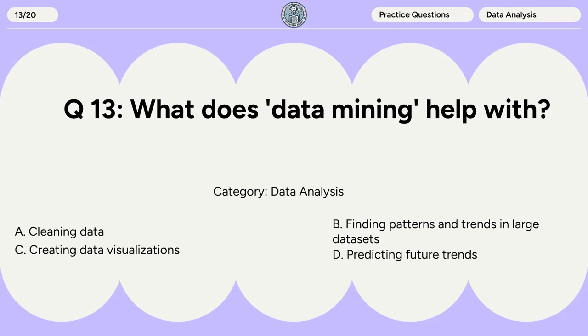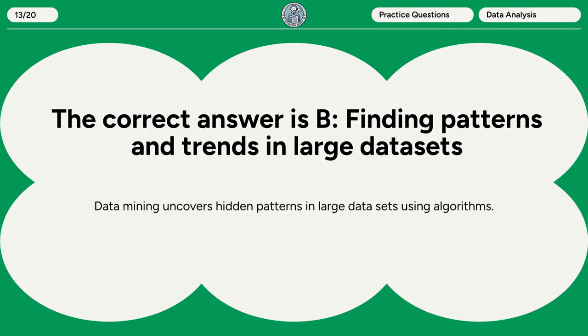Question 13. What does data mining help with? A. Cleaning data. B. Finding patterns and trends in large datasets. C. Creating data visualizations. D. Predicting future trends. The correct answer is B. Finding patterns and trends in large datasets. Data mining uncovers hidden patterns in large datasets using algorithms.